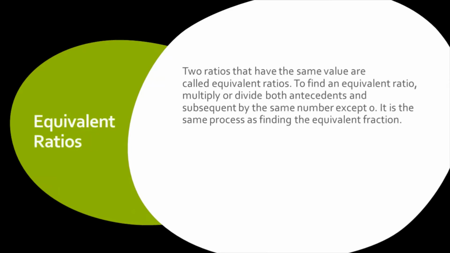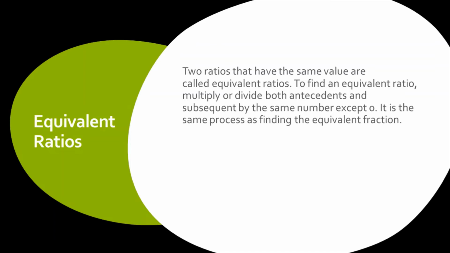The next one is equivalent ratios. Two ratios that have the same value are called equivalent ratios. To find an equivalent ratio, multiply or divide both antecedent and subsequent by the same number except 0. Here I am going to say that the antecedent is the numerator and the subsequent is the denominator.